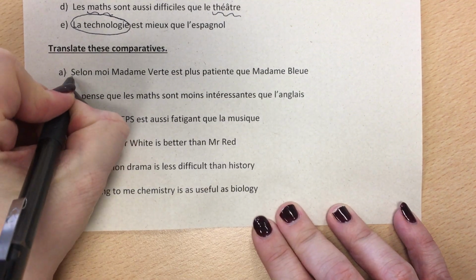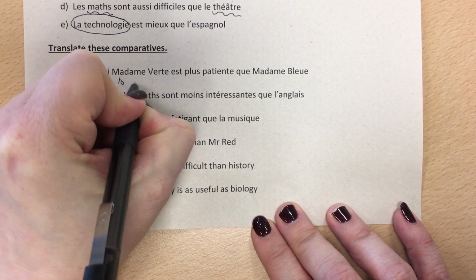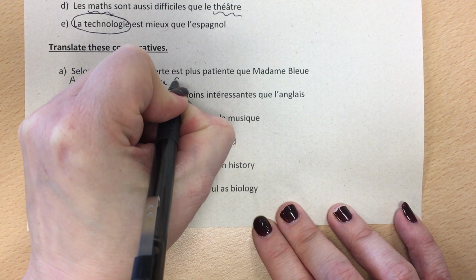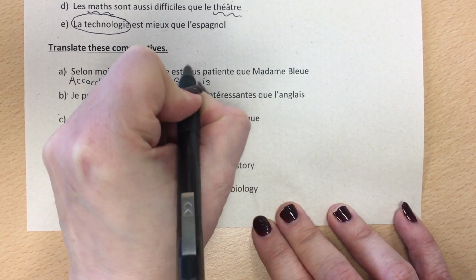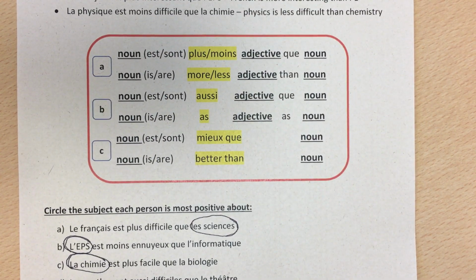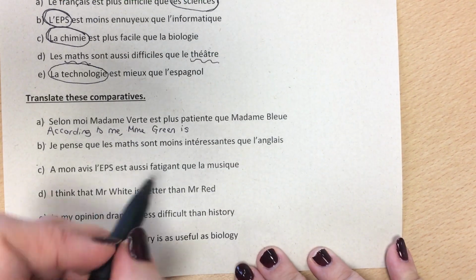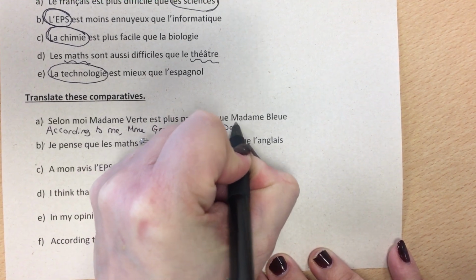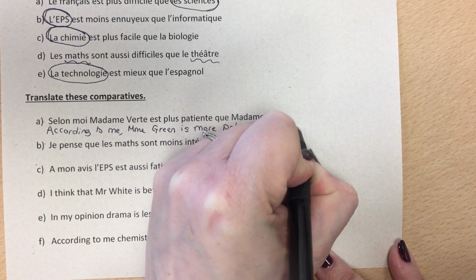Selon moi, according to me, Madame Verte, so she would be Madame Green, is plus. What does that mean? Can we remember? We go back to our comparatives. Plus meaning more. So according to me, Madame Green is more patient than Madame Blue.